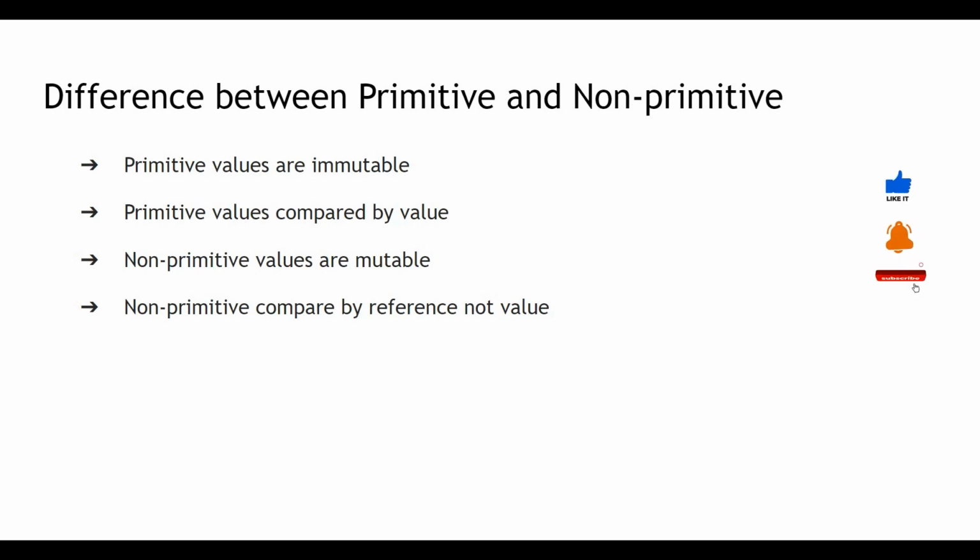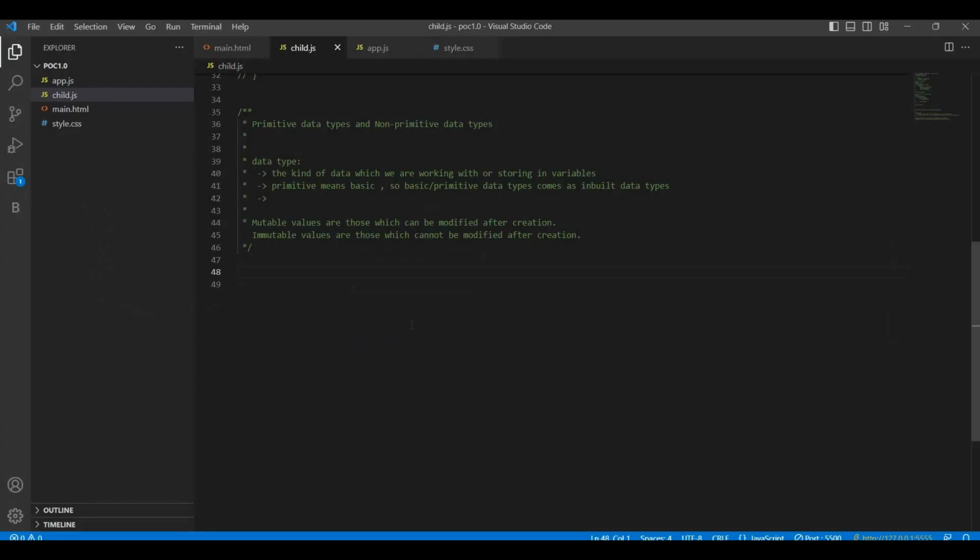See, what does mutable mean? If we create a variable with a value, and after creation of that variable we are able to modify the value, that is called mutable. If we are not able to modify a value after creating that variable, then it is called immutable. I can explain it well in the coding. So let's go to the code.